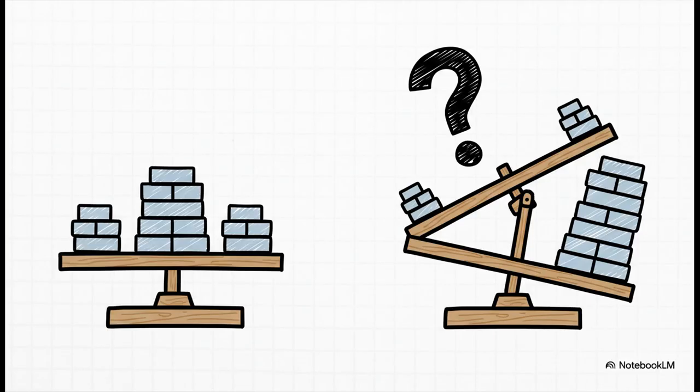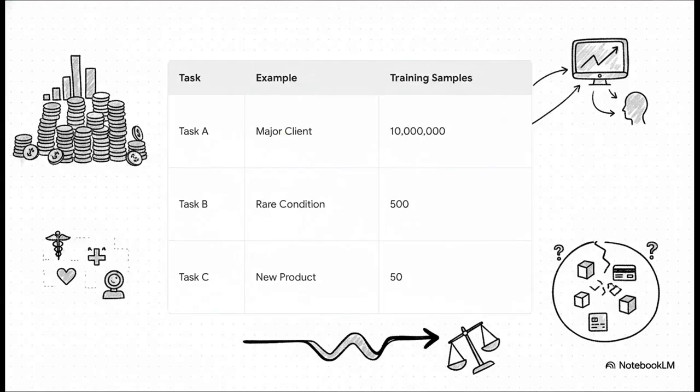Those early models kind of just assumed that every task you're teaching the AI has more or less the same amount of data to learn from. But let's be real. What happens when that's just not true? What happens when some tasks are giants and others are tiny? And this table just lays it out perfectly.